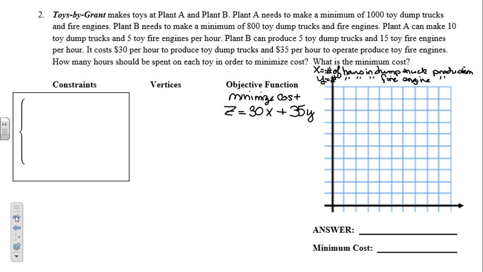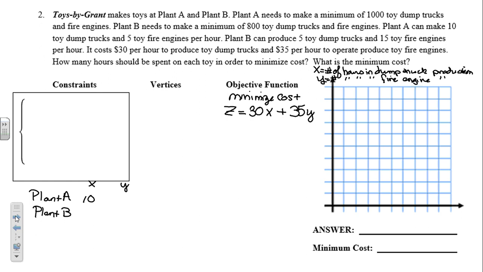So let's make a table, okay? We have a problem, right? Because we can make 10 toy dump trucks. So we have two plants, right? Plant 1, or plant A, and plant B. And plant A can do what? All right, so dump trucks, fire engines. X is the number of hours we're making dump trucks. Y is the number of hours we're making fire engines.